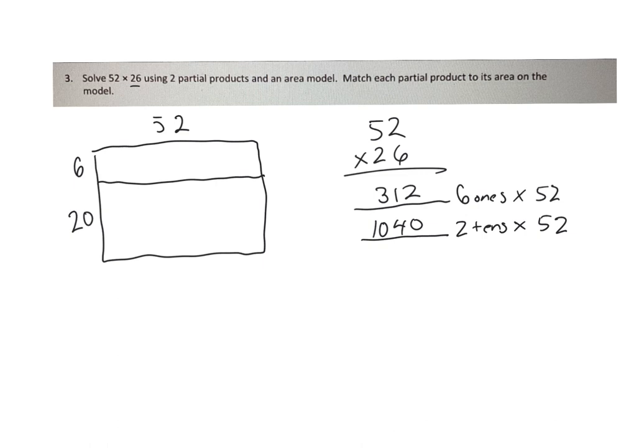So if we plug these numbers into our little chart here, the 312 will go into here because it's 6 times 52. And then the 1,040 will go into our larger box of 20 times 52. So if we add these numbers together, we're going to get 2, 5, 3, 1. Our final product, if we remember, is going to be 1,352.